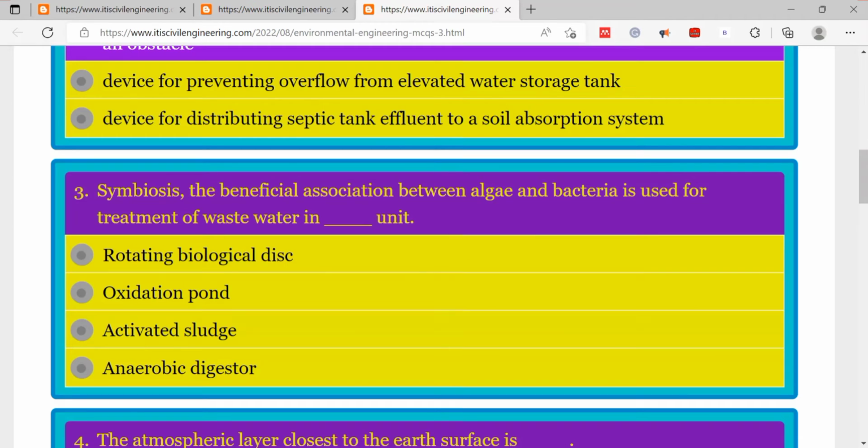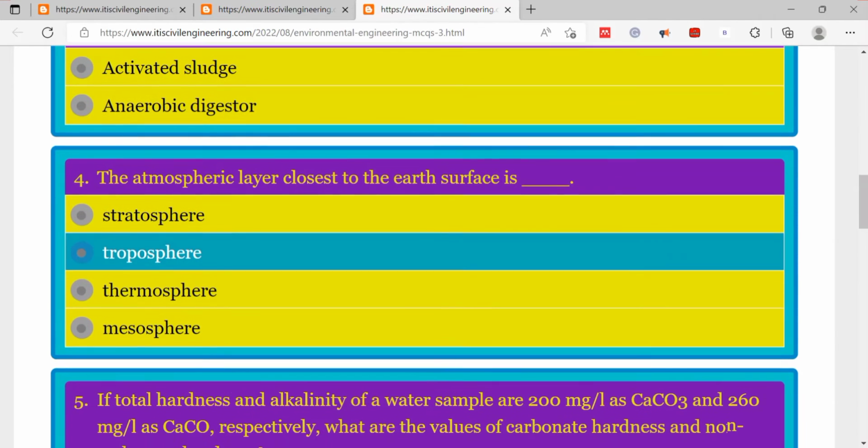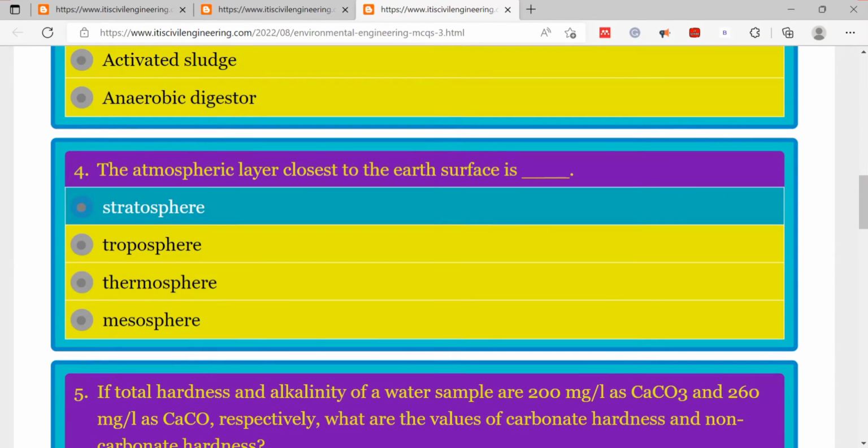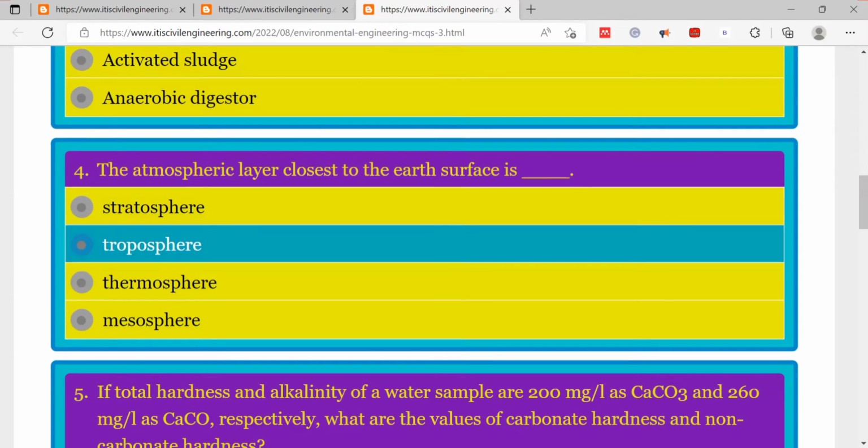Symbiosis, the beneficial association between algae and bacteria, is used for treatment of wastewater in dash unit. So in the oxidation pond, we use the algal bacteria symbiosis for the treatment of the wastewater. The atmospheric layer closest to the Earth's surface is dash. So troposphere is the closest layer to the Earth's surface.